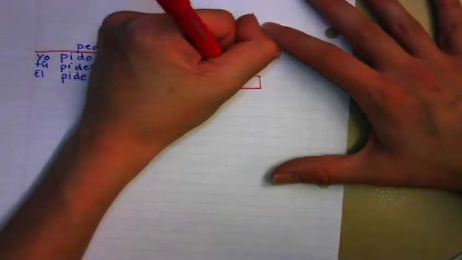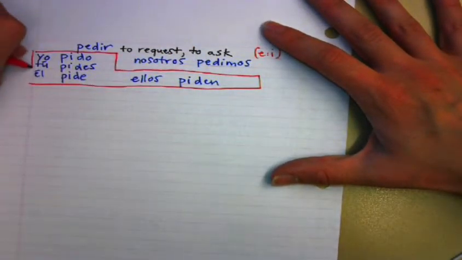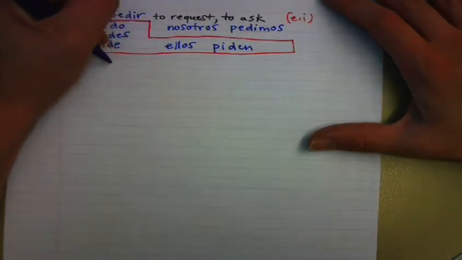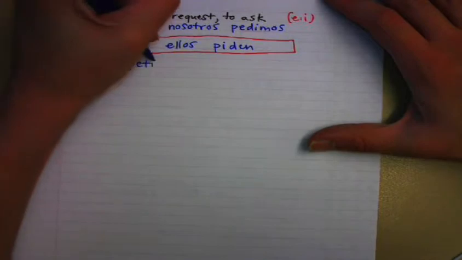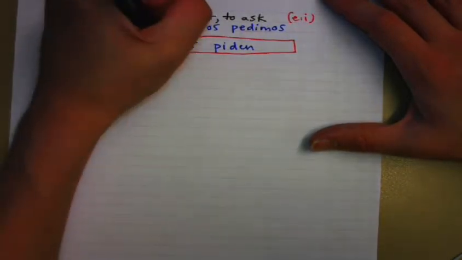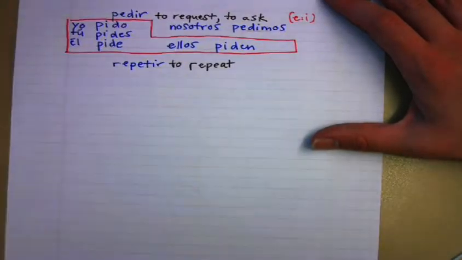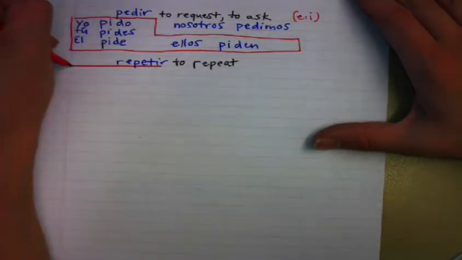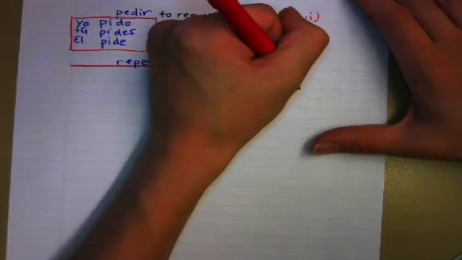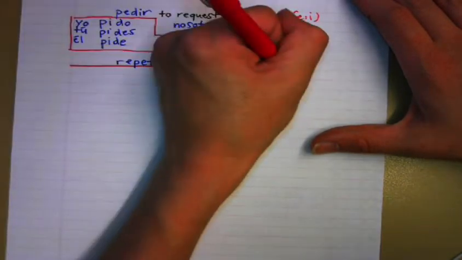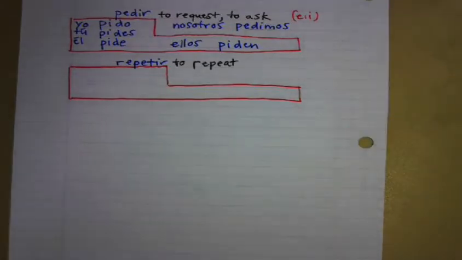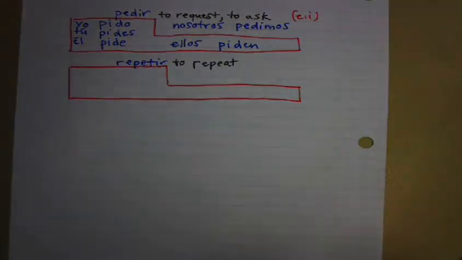And I want you to try to conjugate the next infinitive for me on your notes. Here we are, repetir, which means, as you might guess, to repeat in Spanish. So go ahead and conjugate repetir on your notes page. And like I said, we'll be checking for that when you get to class. So at this point, you can finish conjugating the verbs on your page.